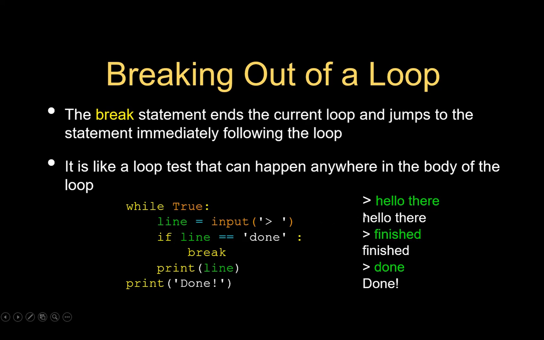So in this case, an example would be we type hello there. Because we don't have any done, we just bypass this section and it will print hello there. When we type finished, again this part will be bypassed, we will print the line which is finished. And when we type done, this if statement will be true, the line is equal to done, and we get out of the loop block, and we're going to print done here.